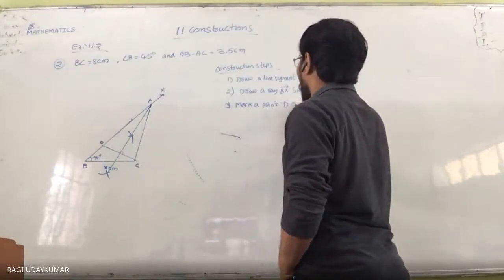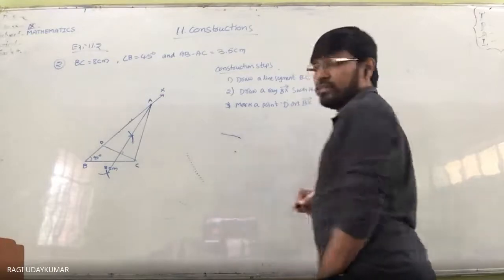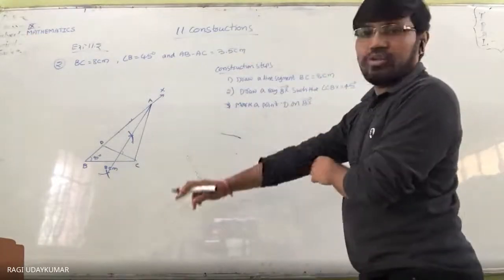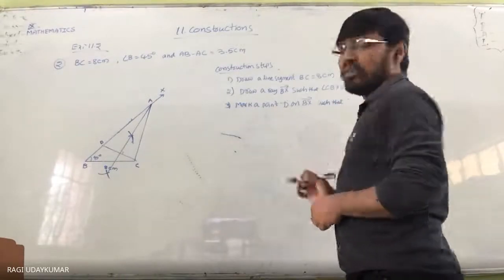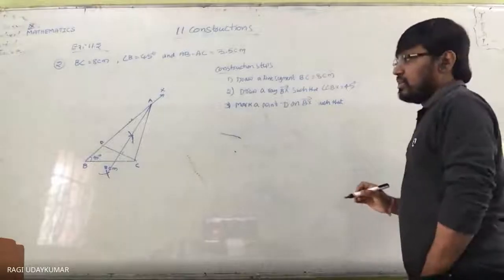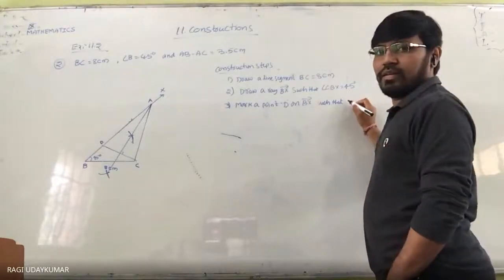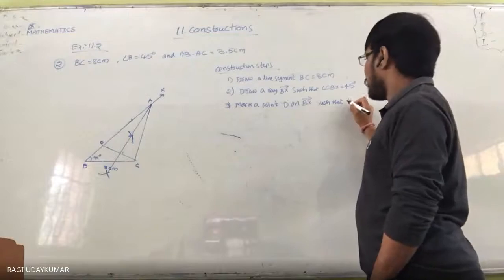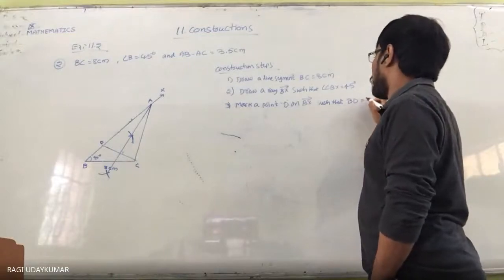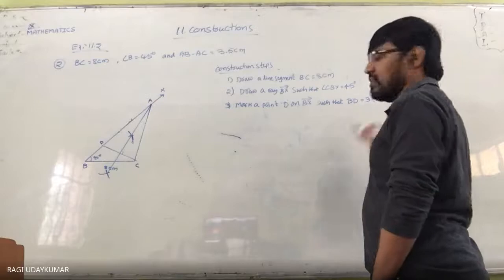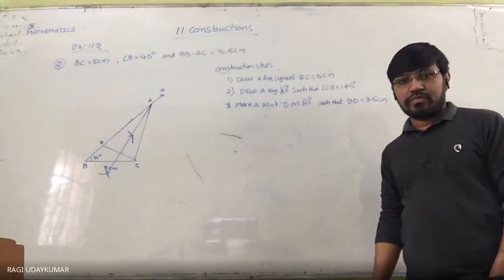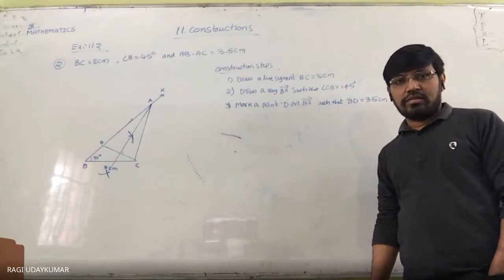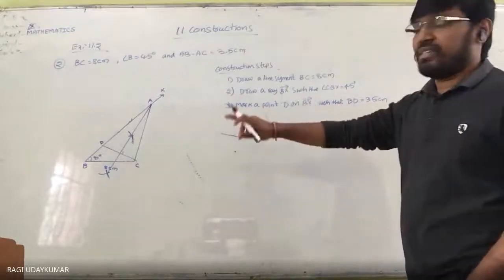Third one, mark a point D on the ray BX such that, how you have to mark it? Such that, can anyone say? Such that BD length should be equal to 3.5 centimeters. Yes, tell me. Any doubt? No, sir. So BD is equal to 3.5 centimeters.